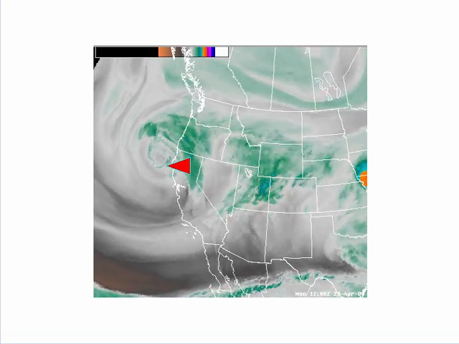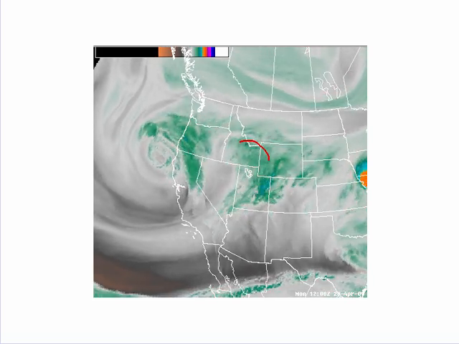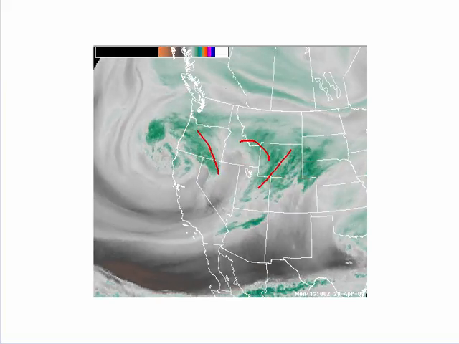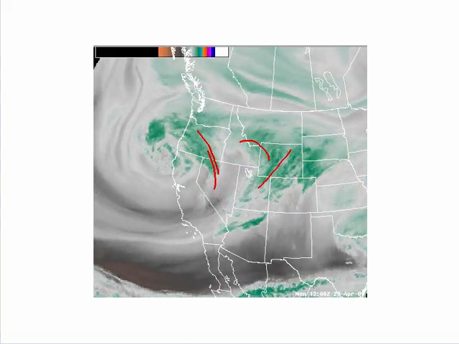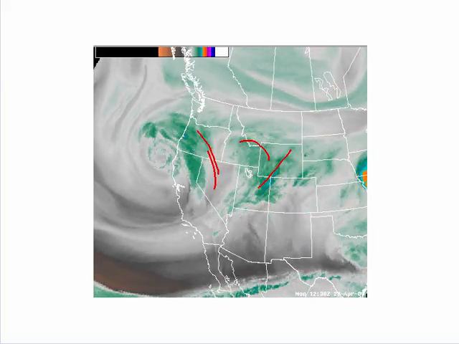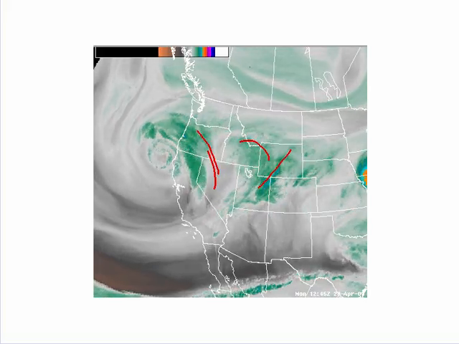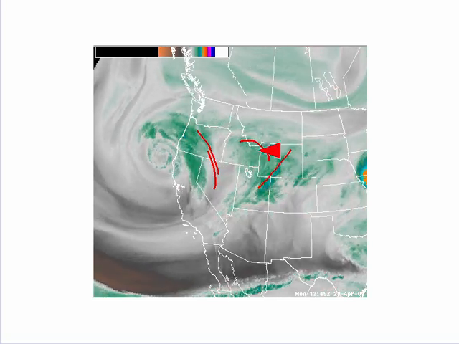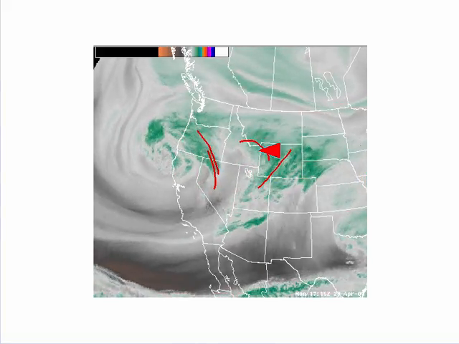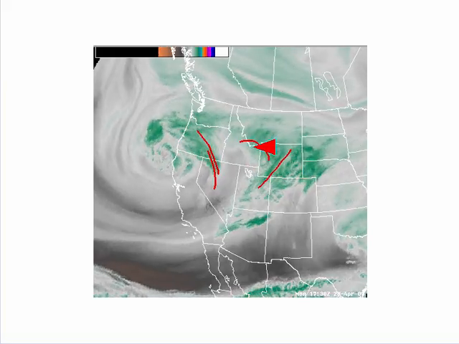Other features to notice: there's a little shortwave that seems to be ejecting into a diffluent zone through northeastern Idaho here, and a second shortwave rotating through the system through western Nevada as we get toward the end of the loop, which again is at midday. So by midday there's another shortwave approaching here, but the first shortwave actually did produce some pretty cool rains up here in northeastern Idaho.